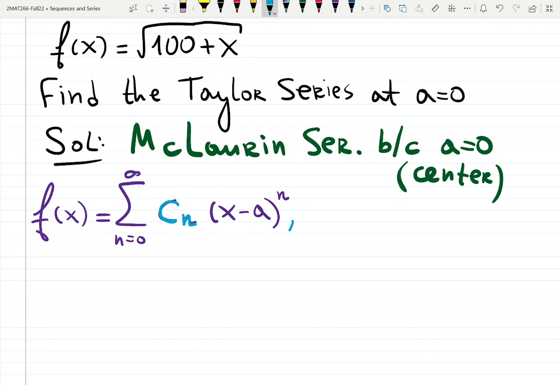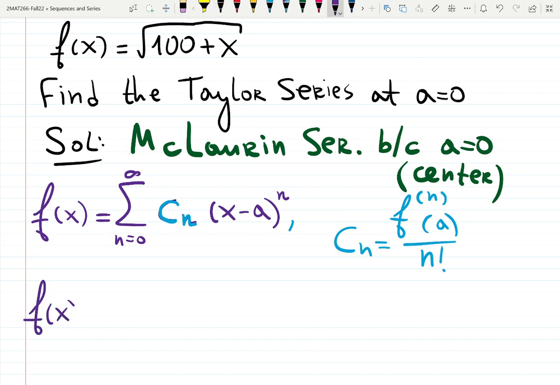Where c sub n's are found like so. The n-th derivative, plug in the center, divide by n factorial. So every time, that's a formula. Every time the student saw a new example, he was writing this.